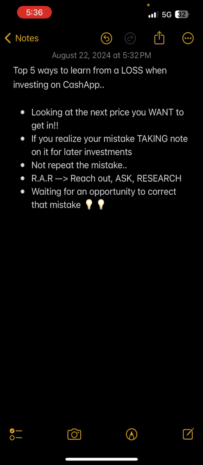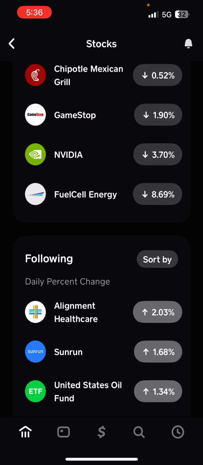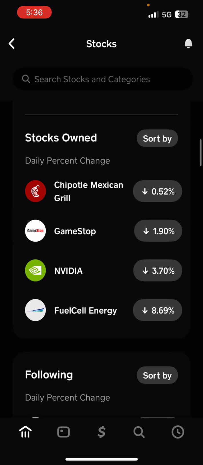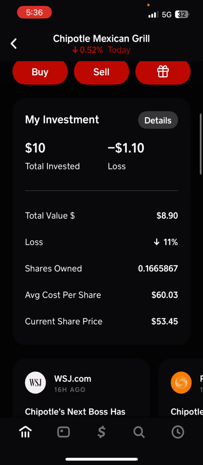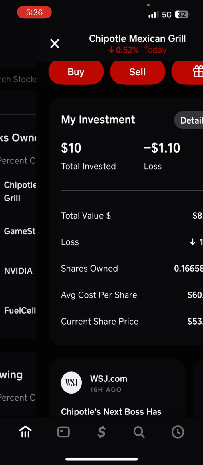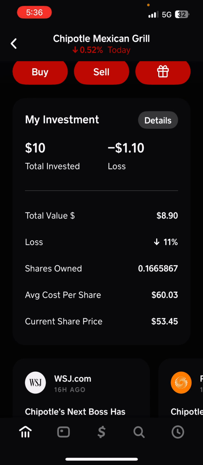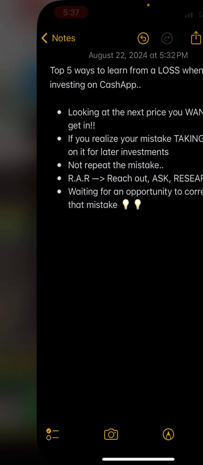The second bullet point I have here is, if you realize your mistake, take note of it for later investments. So I've taken notes on Nvidia, I've taken notes on GameStop, not too much on Chipotle. It's just $10, so I'm going to wait for it to go up to 62 or 63 and probably just sell it and get it out of there. Chipotle is supposed to be my long term. I could buy in right now at $53 for sure, so I will look forward to putting more money in Chipotle, but right now is probably not the time for me personally. But if you're looking to buy in for Chipotle, that's great, do that.